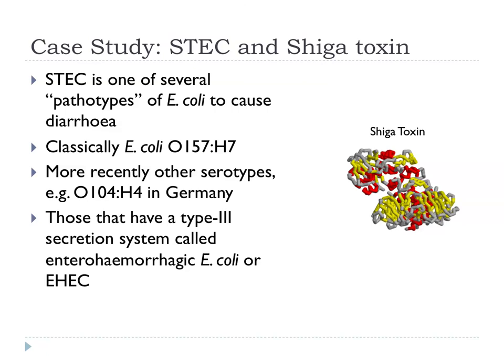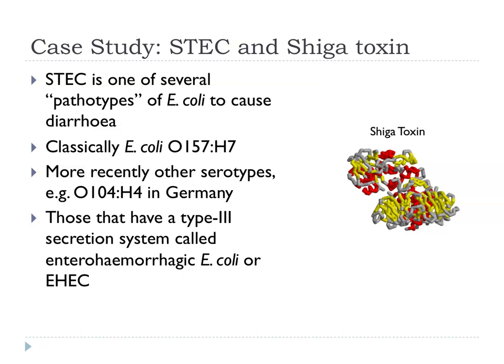So if we look at STEC, which is Shiga toxin producing E. coli, it's one of several what we call pathotypes of E. coli that causes diarrhea, causes disease in the gastrointestinal tract. Classically in the past, this used to be all down to E. coli O157:H7, a particular serotype, which caused a lot of problems: a big outbreak in Japan, a big outbreak in America, the so-called Jack in the Box outbreak associated with hamburgers, and a big outbreak here in Scotland.